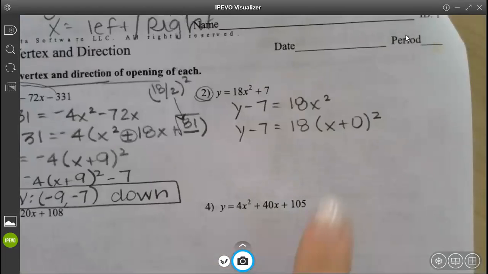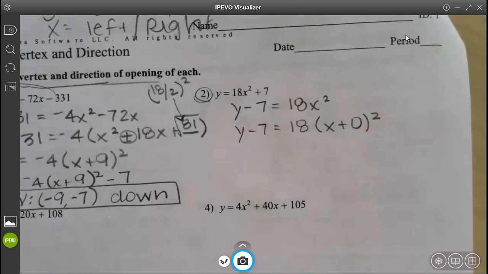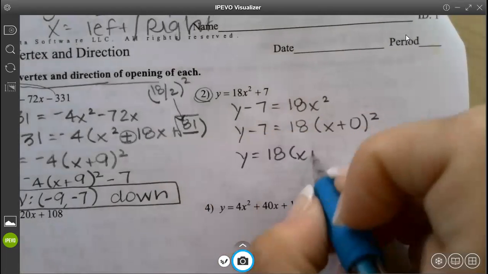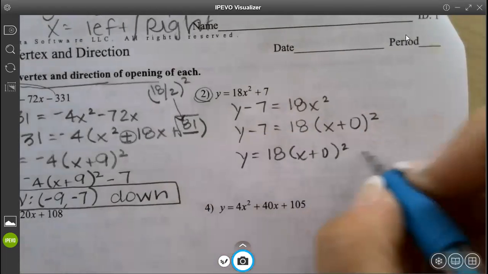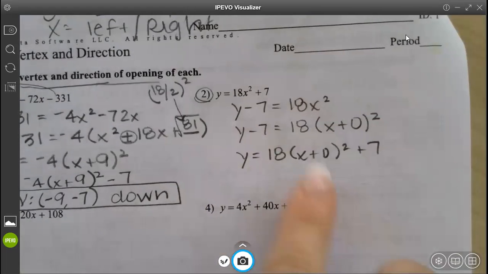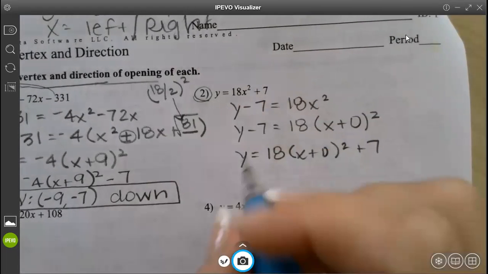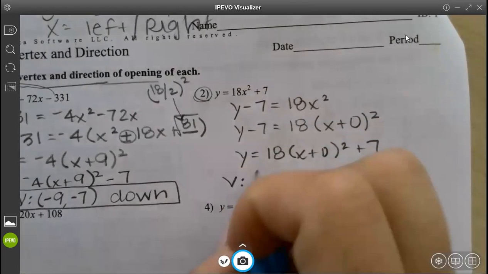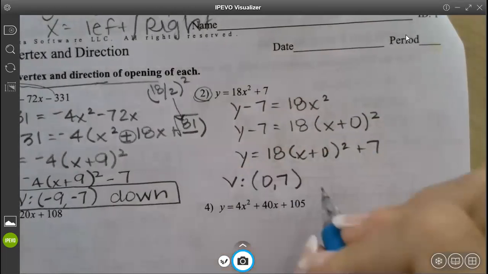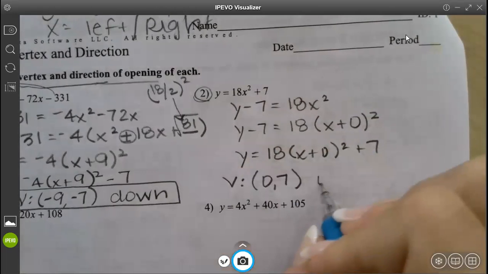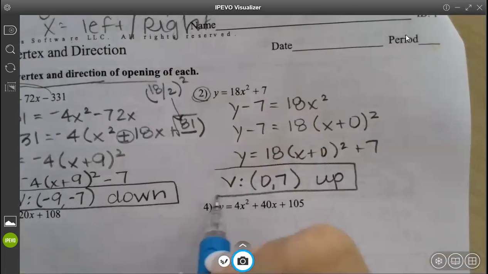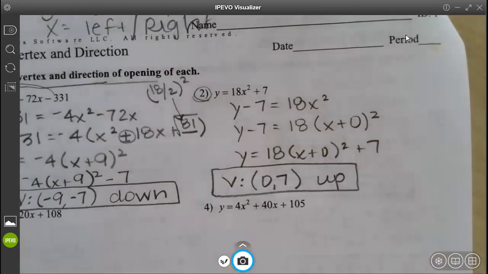Why are we going to do that? Because there's nothing else to put there. And then we would move that 7 over. So I just wanted to write it in vertex form for you, but you really don't have to do anything. You could do this step from right here, okay? So what is your vertex for this one? 0, 7. And what direction does it open? Up, because it's a positive 18. That's all we're doing. Okay, so one like this that doesn't have an x, you just rewrite it.